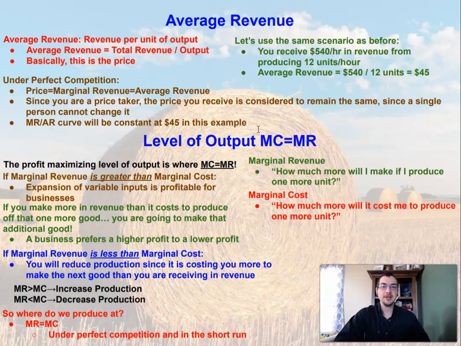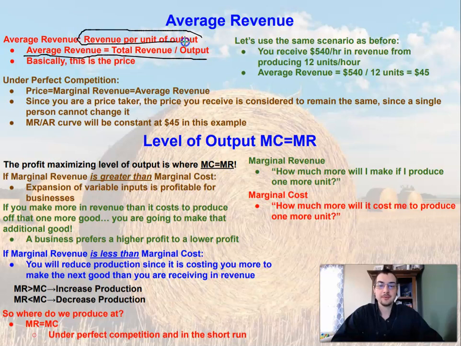So if we take that same principle and apply it to average revenue, we should be able to come up with the equation where average revenue is equal to total revenue divided by output. And guess what, ladies and gentlemen? We do. Average revenue is the revenue per unit of output. Now, average revenue is basically the price.